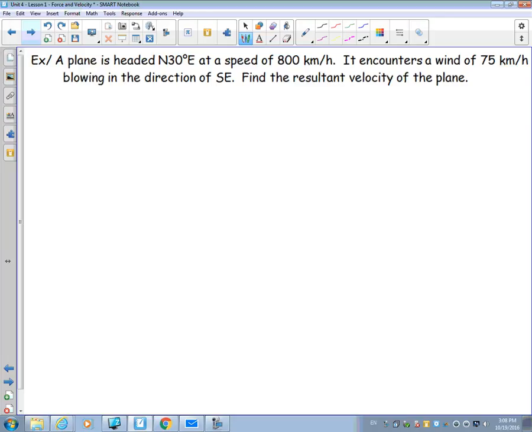So last example here, we got a plane heading north 30 east. We're talking about bearings, we need compasses. So north 30 east. It's going 800 kilometers an hour. It encounters a wind of 75 blowing in the direction of southeast. Okay, so another compass. My wind is going this way, and it's southeast, which means this is 45. It also means that's 45. My plane, which was trying to go northeast, got blown off track a little bit, right? It ends up over there.